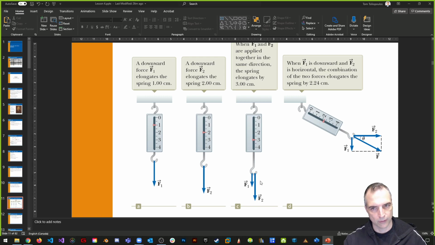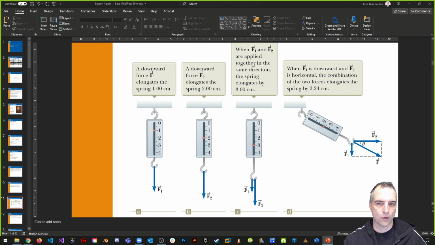direction, okay? If you apply F1 and F2 together, we can add them together, just like vectors. So if I have a vector for F1, and a vector for F2, and they're pointing in the same direction, we can add both those vectors together to get a total displacement of 3 centimeters. So the forces can add together. Again, this is all things being equal.